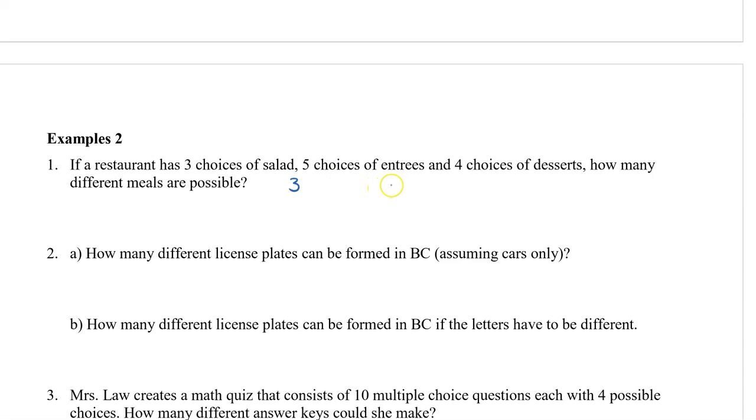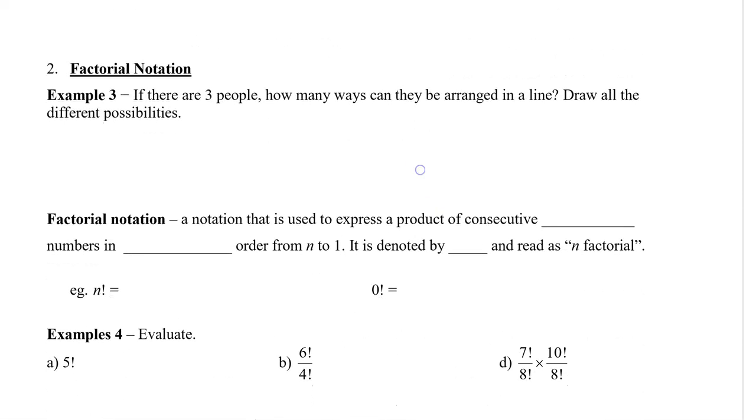And then we have 5 choices of our entrees. So if we think about the tree diagram, we would have salad, salad, salad, 3 choices. And then from 1 salad, 1 type, we would have 5 branches from just the 1 salad. So we're going to multiply that by 5. And then from each entree, we would branch off 4 choices for dessert. So we're going to go 3 times 5 and times 4, which then gives us 60 different meals. All right, I'm going to get you to try the other ones later on your own.